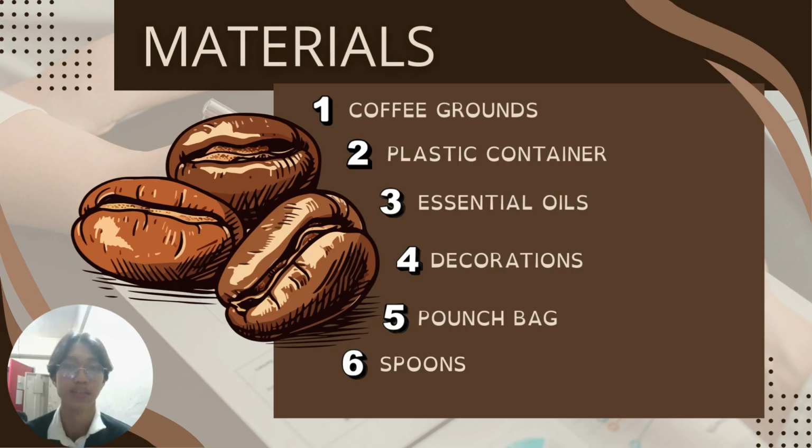The first one is the coffee grounds. The second one is the plastic container, essential oil, decoration, pouch bag, and lastly a spoon.